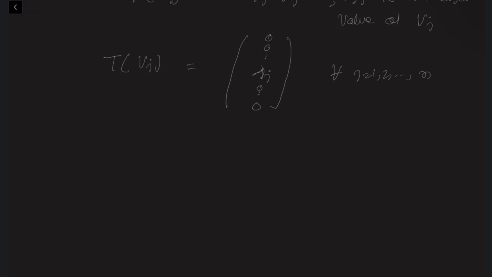So if we do it for j equals 1 to n, what type of matrix will we get? Obviously we get the diagonal matrix, and this is what we wanted to show: that T of beta is the diagonal matrix with entries lambda 1, lambda 2, up to lambda n, where these lambda i's are the eigenvalues.